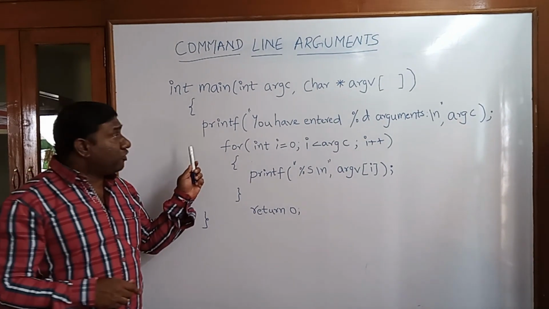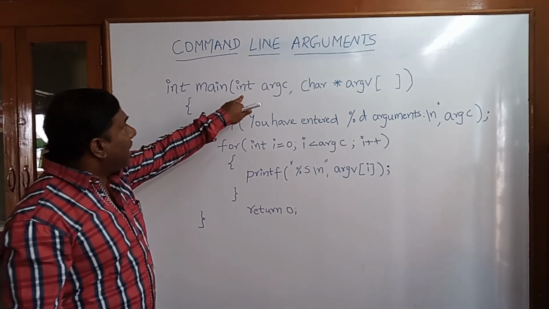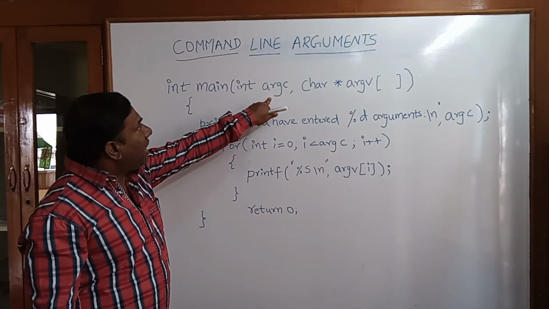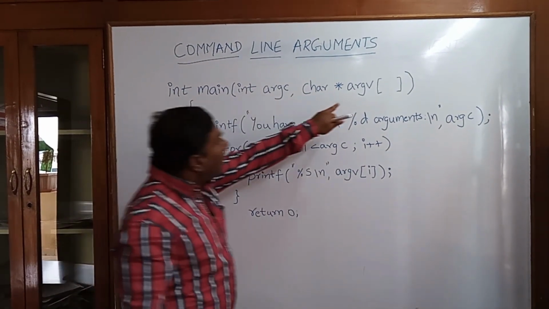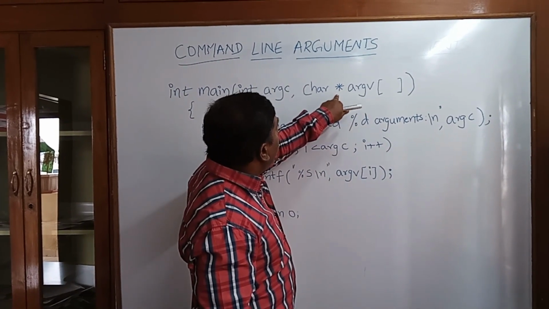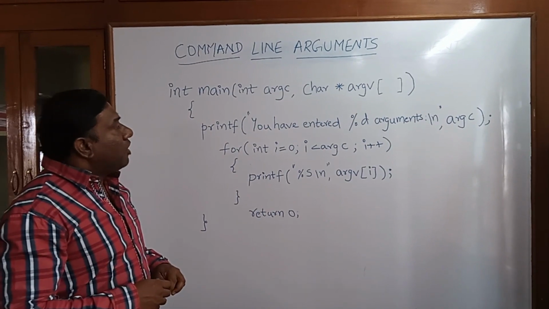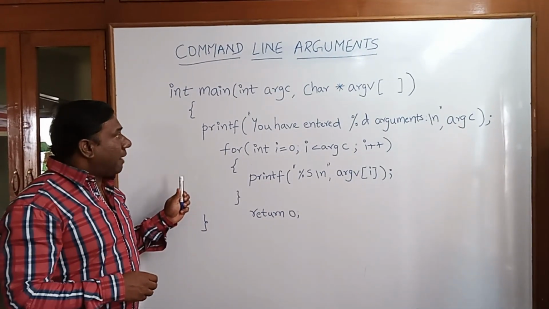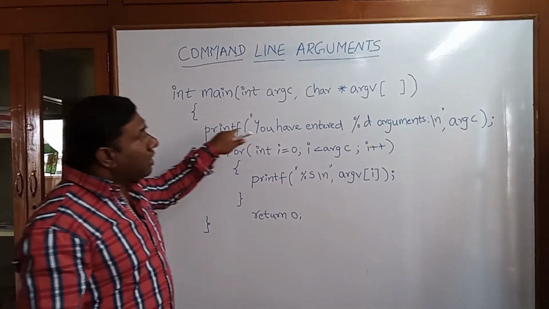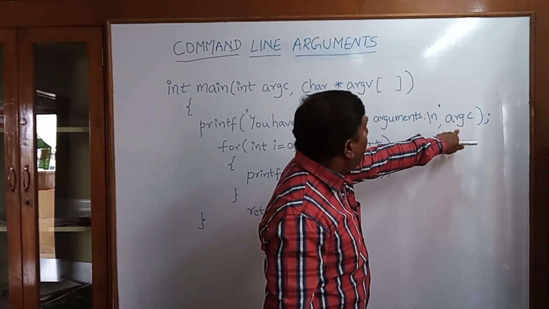In this program, if you can see here, this is your main function. In the main function, we have taken argc, the count of command line arguments, and argv, an array of command line arguments, which is a pointer array of characters. And when you execute this particular program, this printf statement will print the number of arguments that are there in your argc.